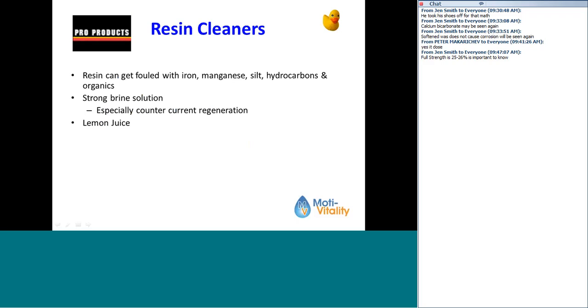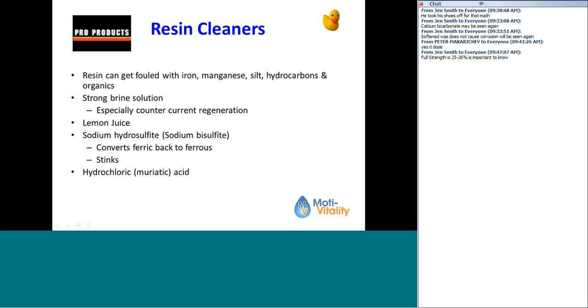Lemon juice actually works because it's citric acid. It's going to redissolve that iron into its ferrous state so that it can be rinsed off. Sodium hydrosulfite or sodium bisulfite converts ferric back to ferrous. It stinks really bad. And by the way, don't mix it with bleach. So don't put bleach in a brine tank. If you're using iron out salt, it will create a toxic, hazardous gas.